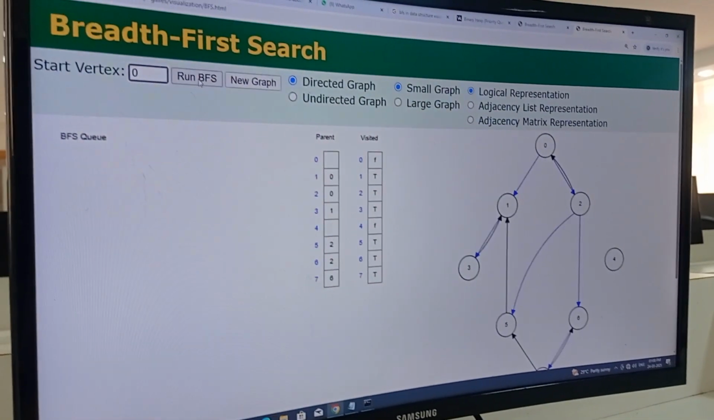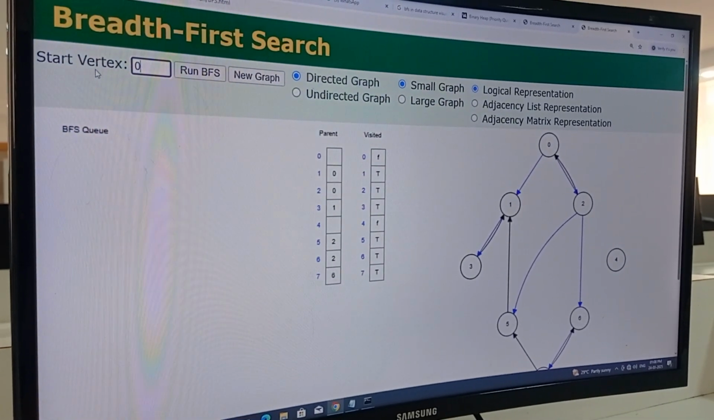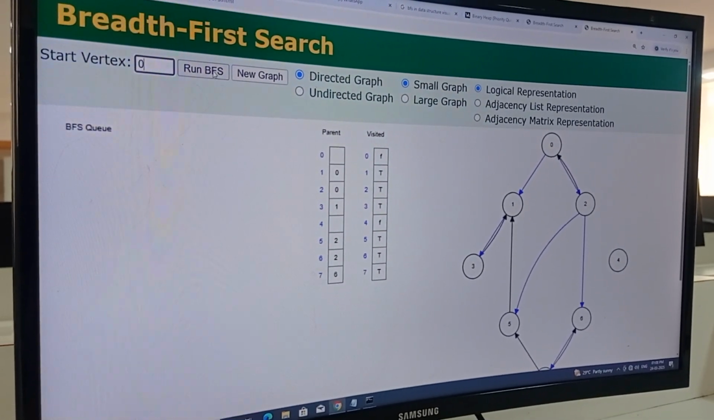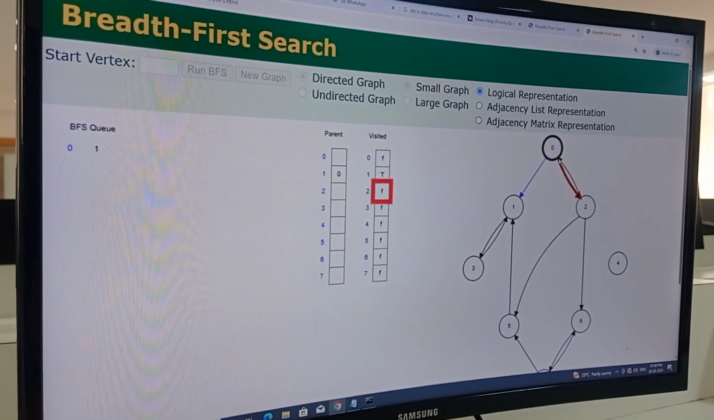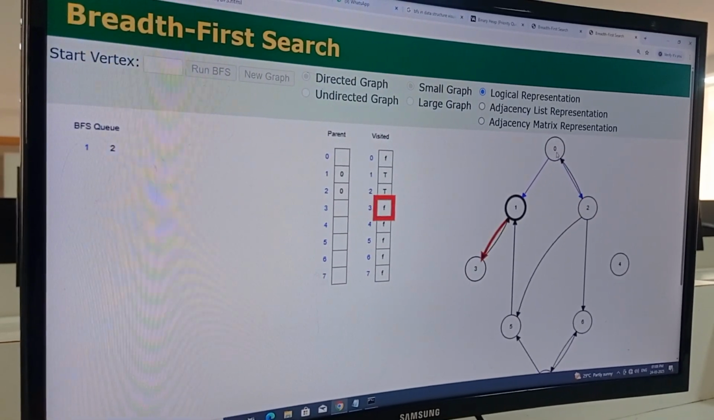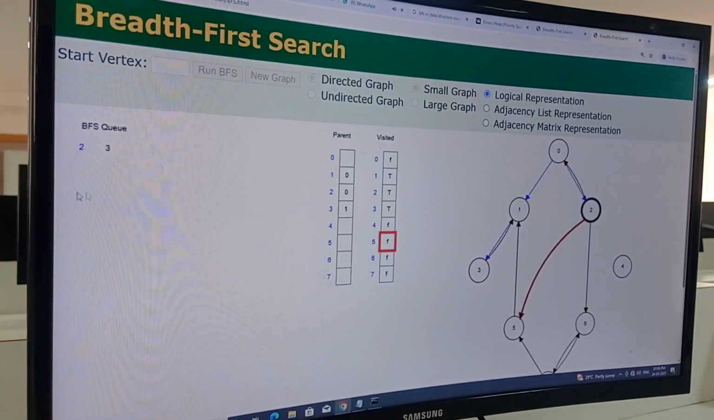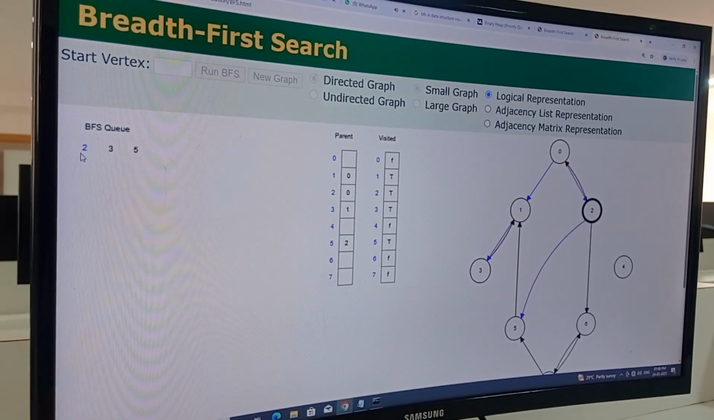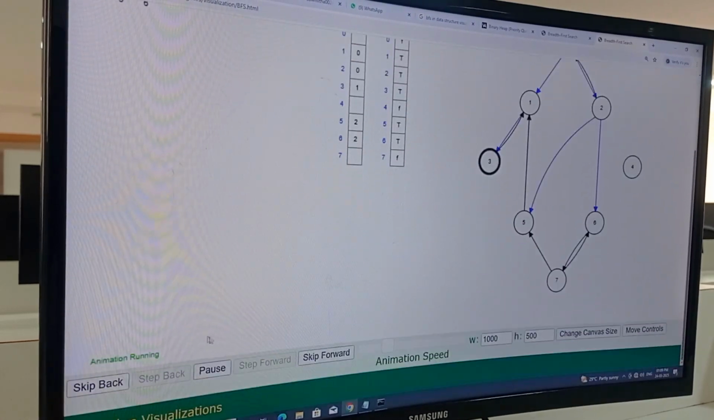So let's see another example. We are going to give the starting vertex as 0. I'm going to start the BFS graph traversal. First, the graph vertex 0 is started. We find who the nearest neighbors are. 1 and 2 are enqueued in the queue. Then 1 just waits.